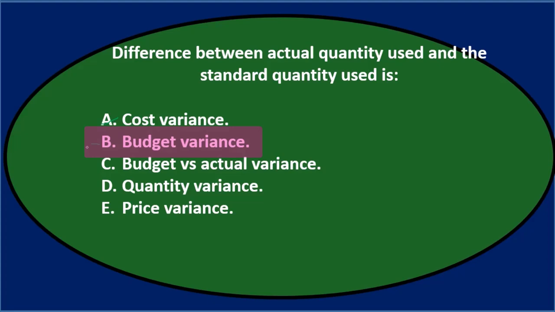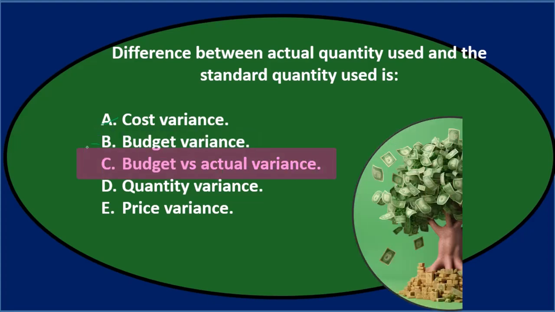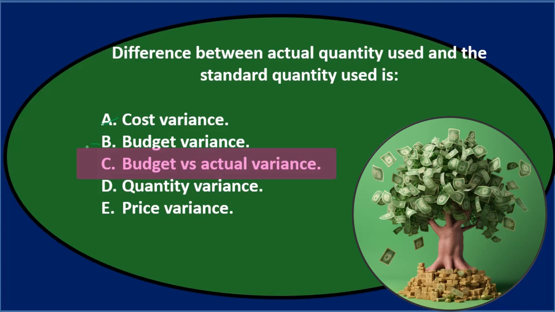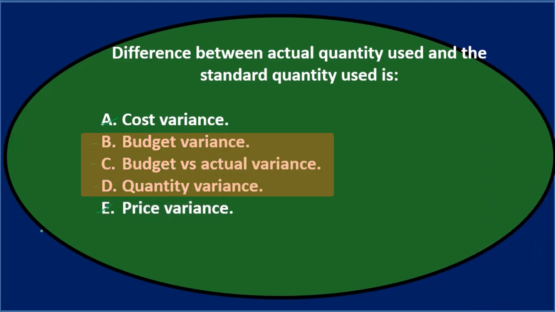It could be budget versus actual. C says the budget versus the actual variance. And again, I guess it could. That sounds kind of reasonable. D says the quantity variance. And we are talking about the quantity here, so that seems reasonable. And E says the price variance. And we're not talking about price, so it doesn't seem like E would be an answer. So we're looking at B, C, and D. Let's go through it again.